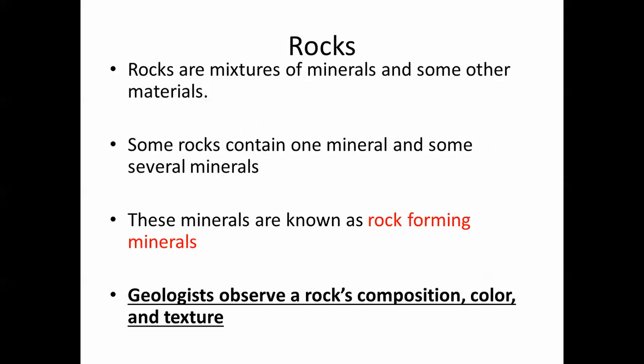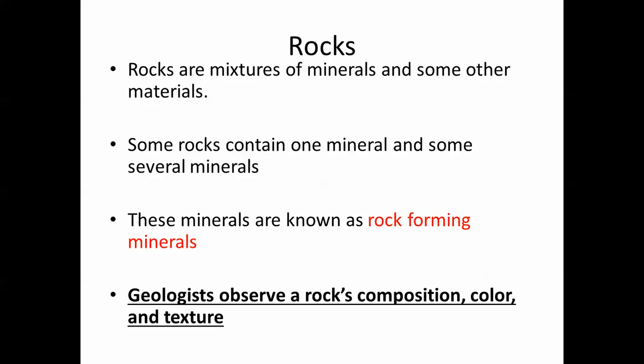The difference between a rock and a mineral is that minerals are more pure and rocks are mixtures of minerals. So there are several minerals together in one type of rock. Some rocks contain more than one mineral and some can have only one mineral. So each rock is a little bit different. And the minerals that are in rocks are known as rock-forming minerals.